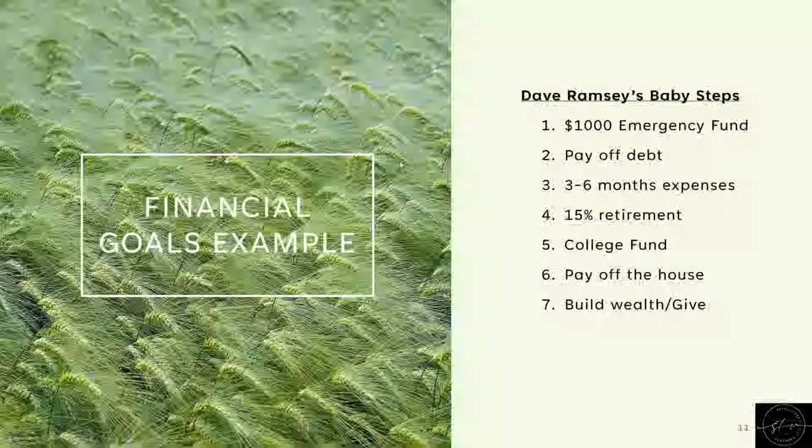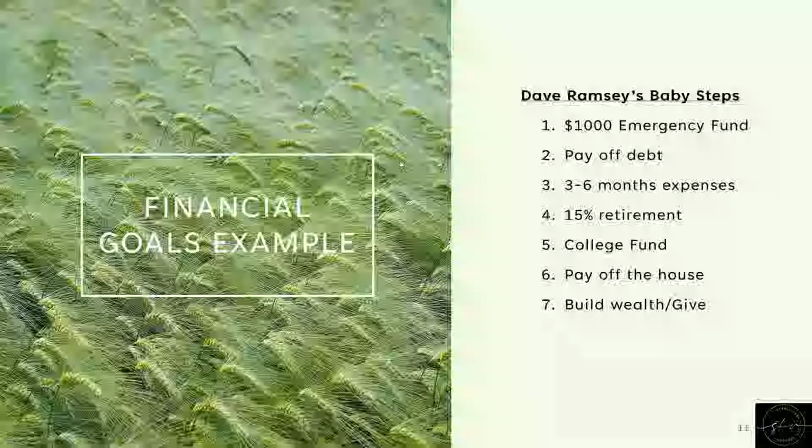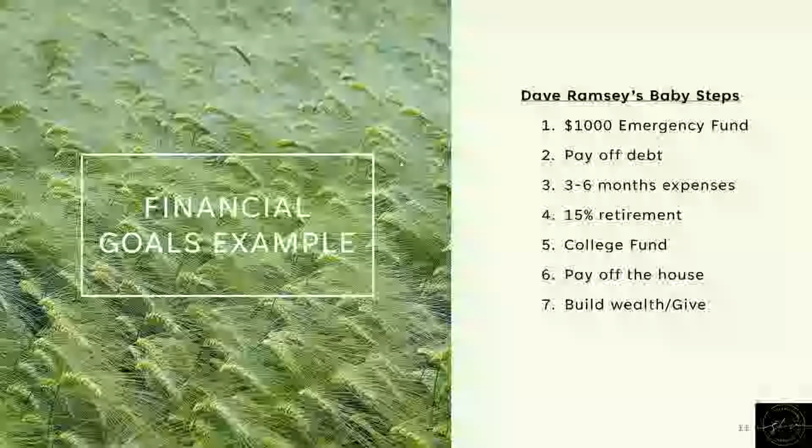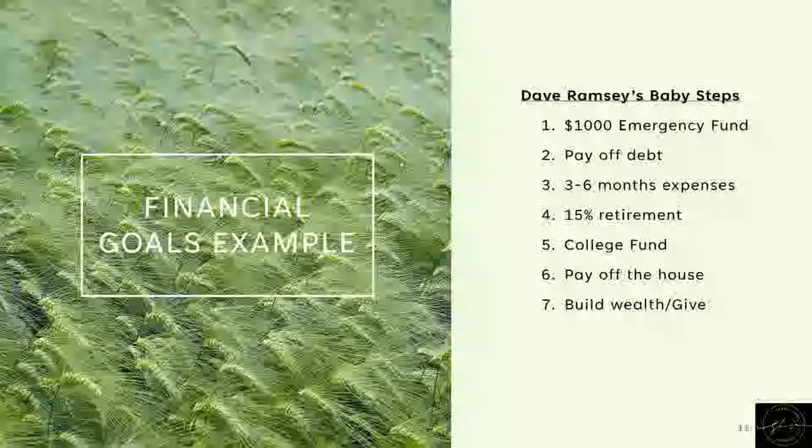Here are 7 goals. I don't know if you guys have ever heard of Dave Ramsey, like his baby steps. The first goal he's got is like a $1,000 emergency fund. So saving up $1,000 over the next 6 months for an emergency fund. So that's specific, measurable, achievable, relevant, and it has a time attached to it.